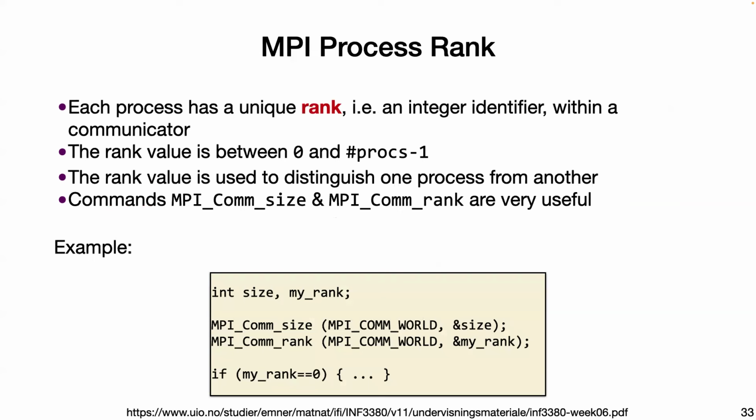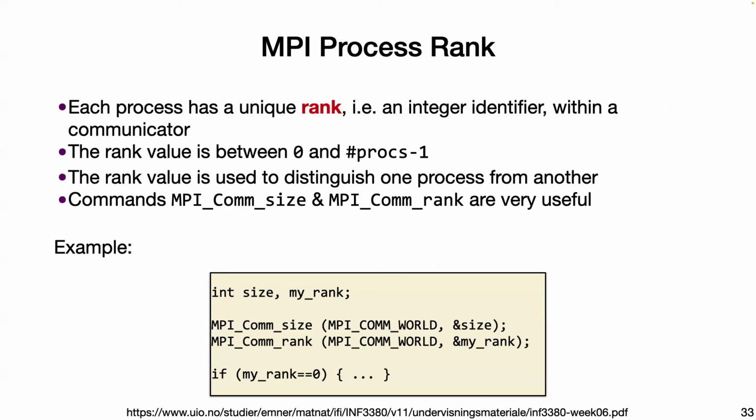Every process has a rank, which is an integer identifier within the communicator that tells you which process you are. The rank goes between 0 and p minus 1, and it is used to tell which processor is which. You can query the size of the communicator, which is how many processes there are, and you can also query which rank you are with MPI_Comm_rank. Those are useful because it is often helpful to know how many processors there are. For example, if you need to process n data and everybody has to do n over p, you need to know p to split it up.